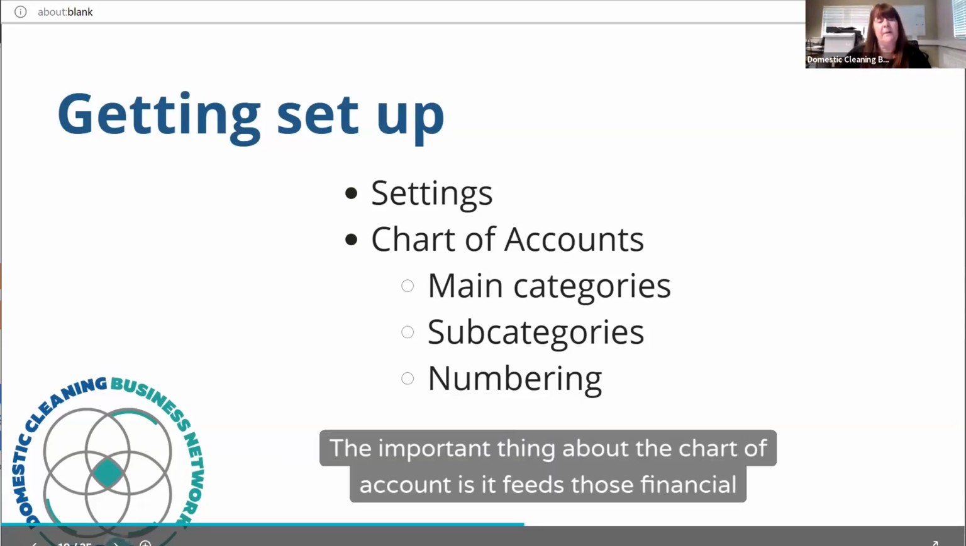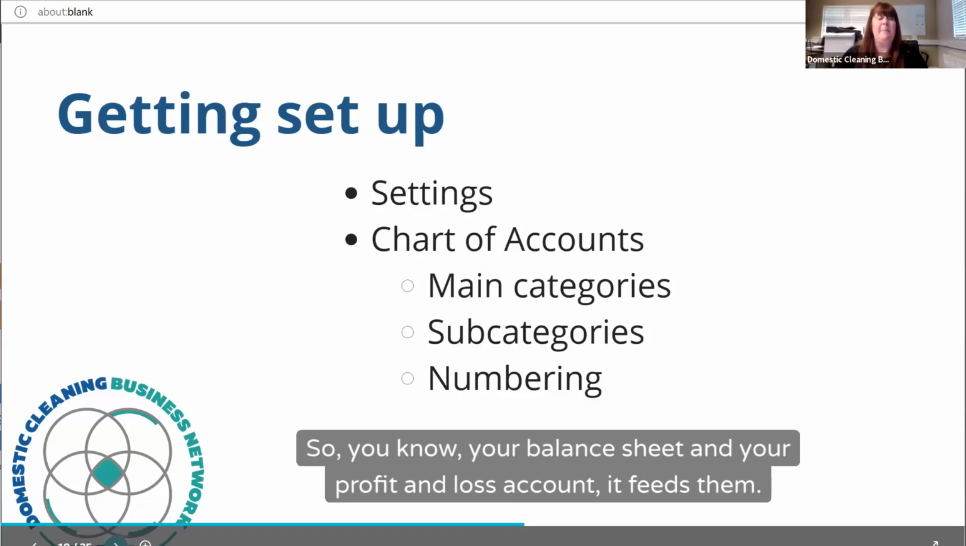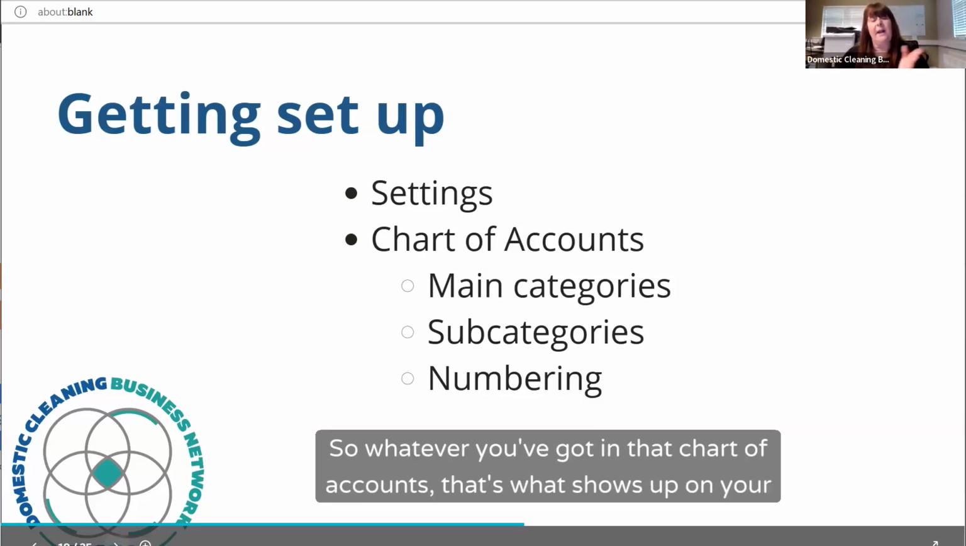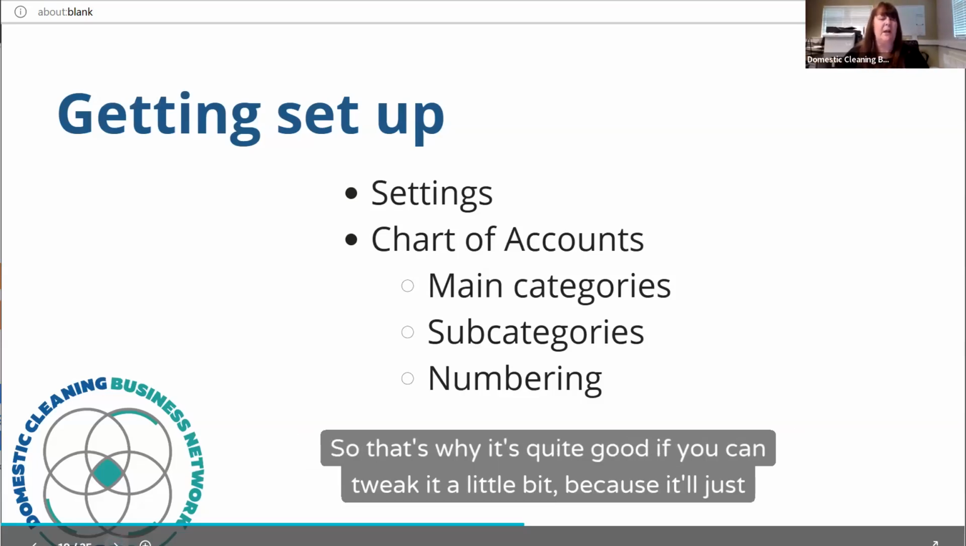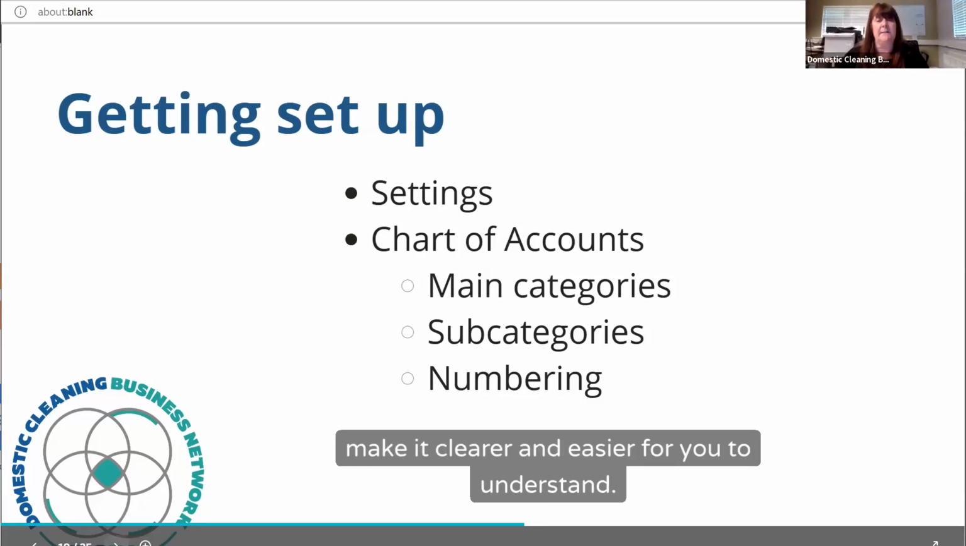But the important thing about the chart of accounts is it feeds those financial reports. So, your balance sheet and your profit and loss account, it feeds them. So whatever you've got in that chart of accounts, that's what shows up on your profit and loss account and balance sheet. So that's why it's quite good to tweak it a little bit, because it'll just make it clearer and easier for you to understand.